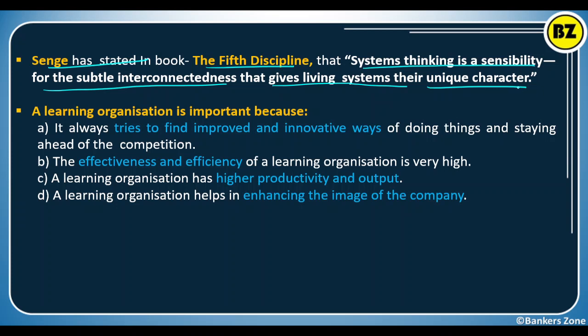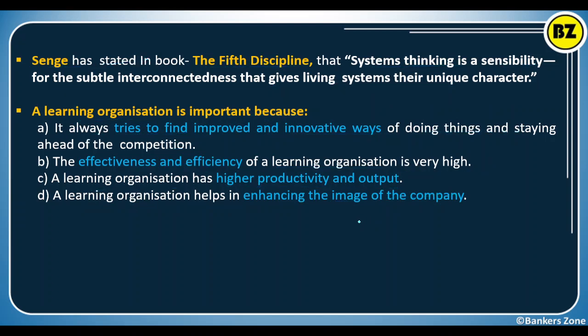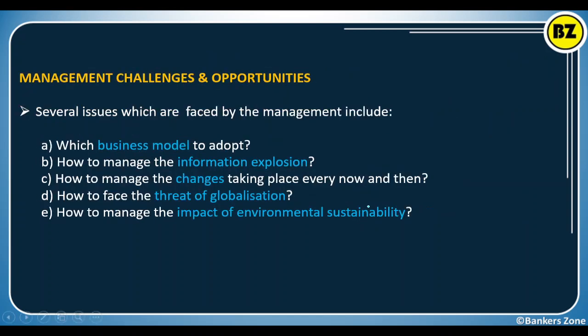Okay, now see, a learning organization is important. Why? Because it always tries to find improved and innovative ways of doing things and staying ahead in the competition. The effectiveness and efficiency of a learning organization is very high. Learning organizations have higher productivity and output. A learning organization helps in enhancing the image of the company. So that's why it is important, right? Very simple.